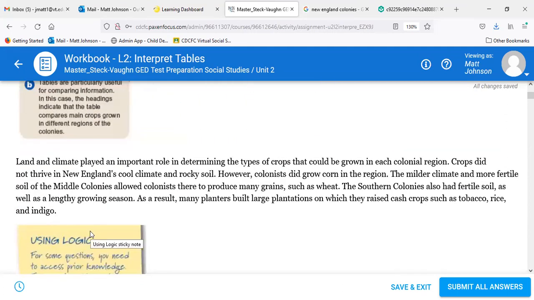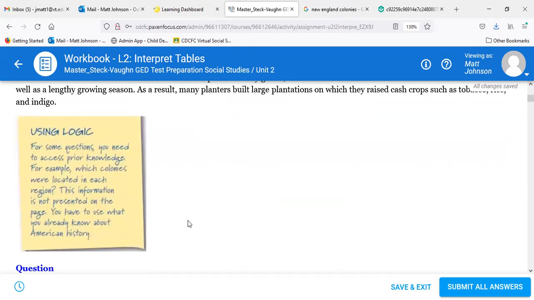Okay, and the same thing again, climate played a big role as far as what was grown where. And we're using logic boxes here. So for some questions, you need to access prior knowledge. For example, which colonies were located in each region. This information is not presented on the page. You have to use what you already know about American history. So this is what I mentioned, we're building that knowledge. Keep in mind when we move from lesson to lesson that what we just encountered needs to be accounted for, right? You need to continue to process that information and be able to use it.